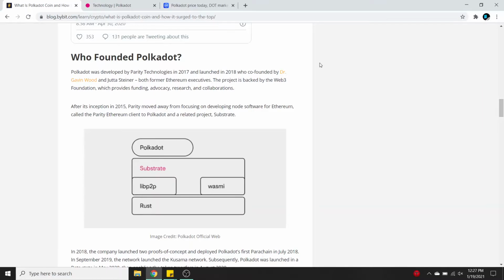The project overall is backed by the Web3 Foundation, which provides funding, advocacy, research, and collaborations. After its inception in 2015, Parity moved away from focusing on developing node software for Ethereum, called Parity Ethereum Client, to Polkadot and a related project, Substrate.